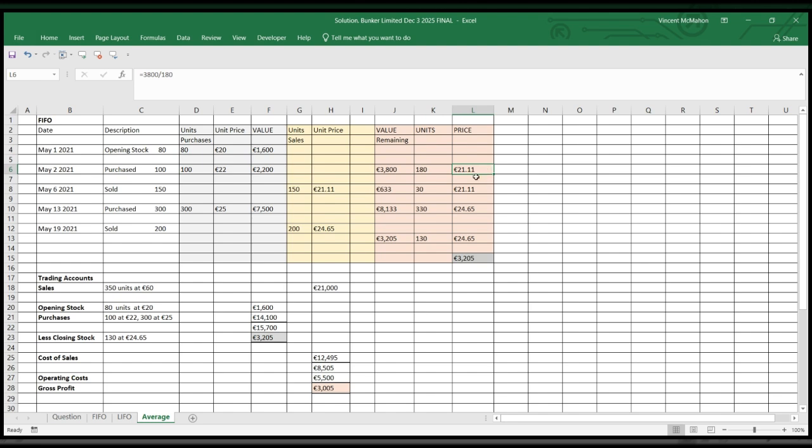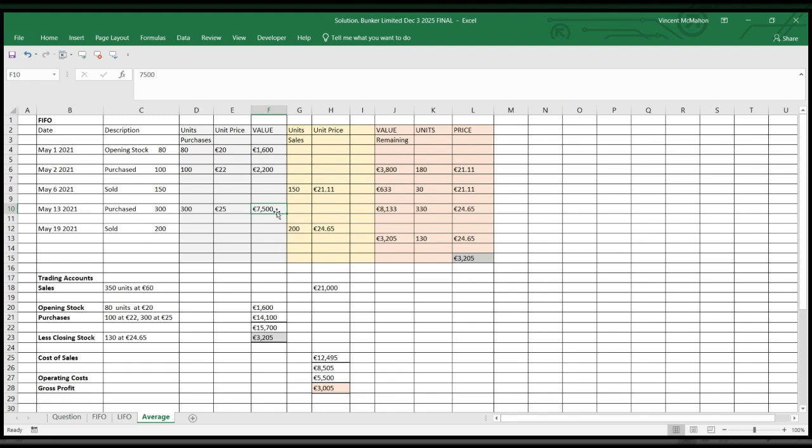When we come to selling then, we sold 150. It's very straightforward. We sold 150 at €21.11. That's it. Okay, how many we got left? Obviously, in total we had 180. We just sold 150. We've 30 left. We'll push on. Again, valuation of those 30 is 633. That's 30 units valued at €21.11. Valuation is 633.